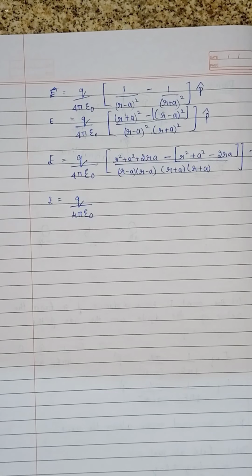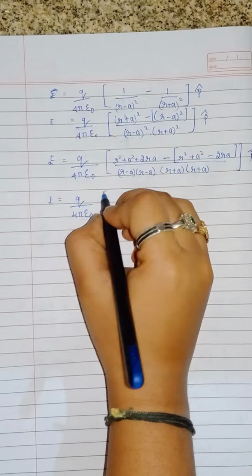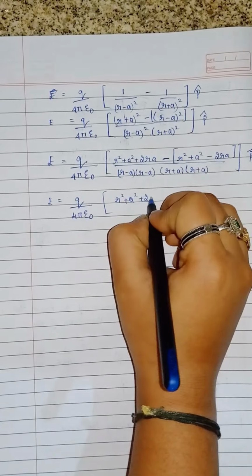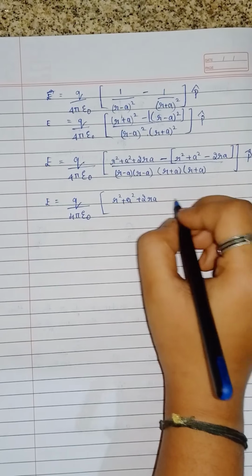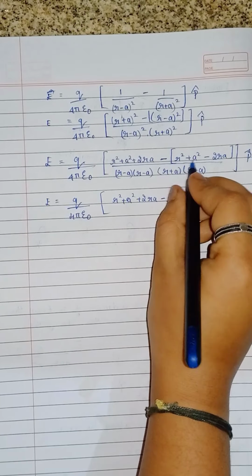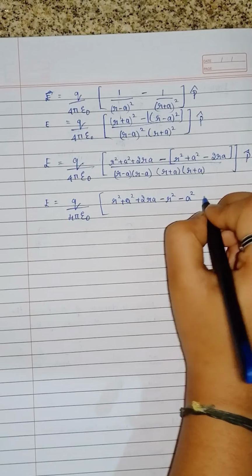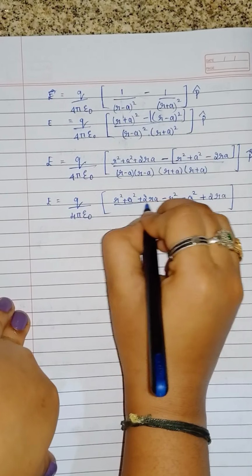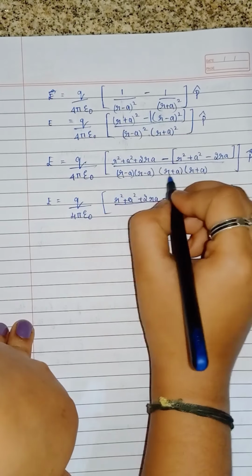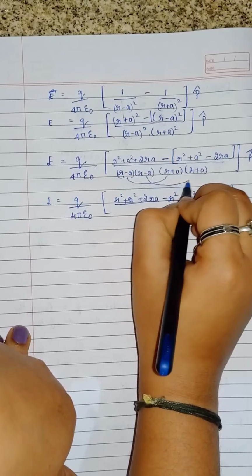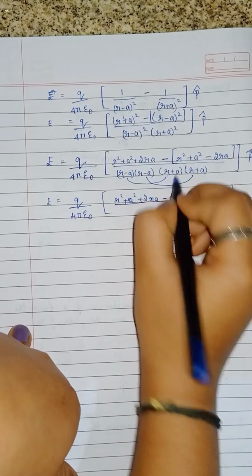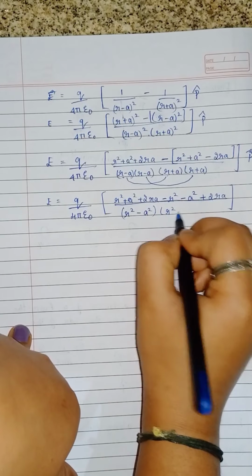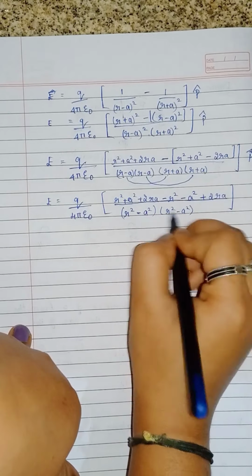Okay. Next step is E is equal to q by 4 pi epsilon naught. r square plus a square plus 2ra, we will open up the bracket. Okay. Minus r square plus a square minus 2ra, minus into minus is plus 2ra, divided by, see, (r minus a)(r plus a), (r minus a)(r plus a). Minus b into a plus b is equal to a square minus b square. So 2 times we'll write that. Okay, I hope this step is very much clear.